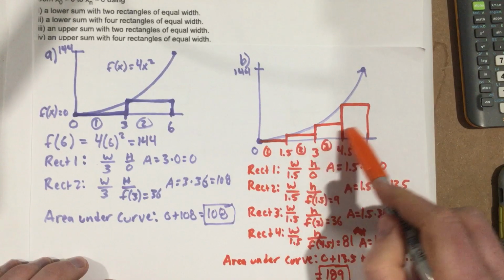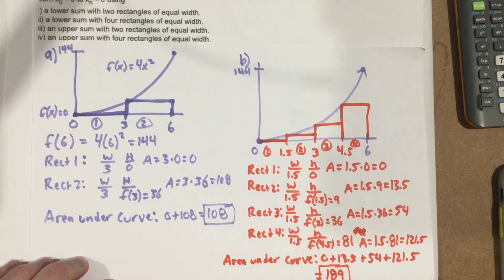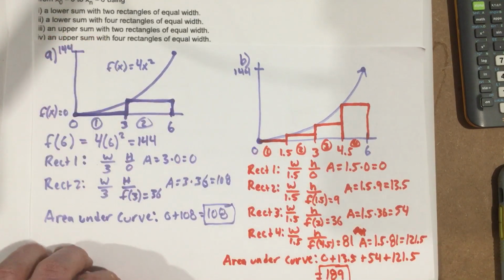So what happens if we increase the rectangles to 8? Well, you're going to get even more area under that curve. But instead of doing that, there's also a way to estimate using an upper sum. So we're going to do part C now.